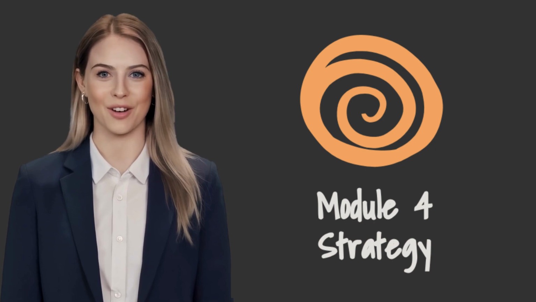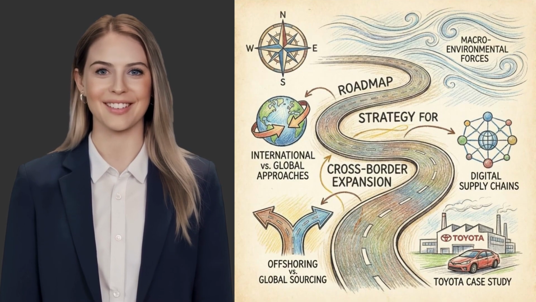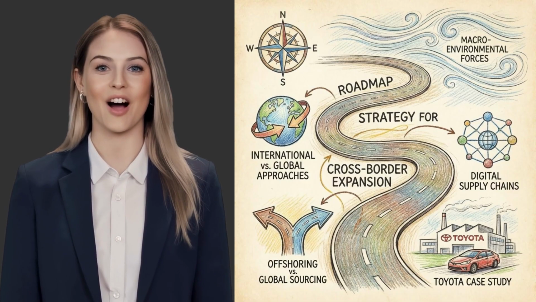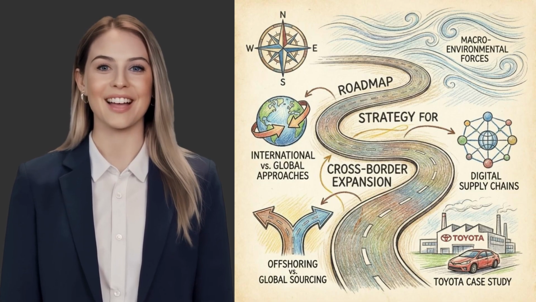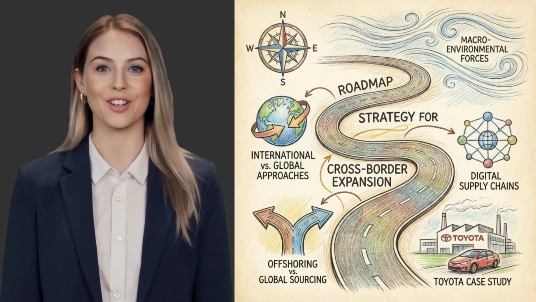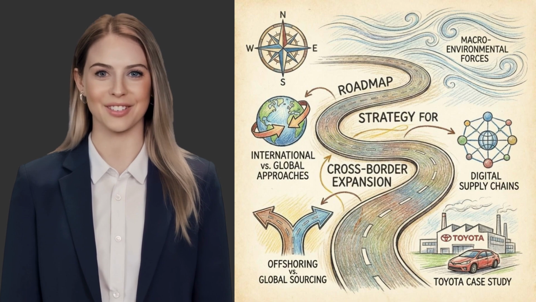Welcome to Module 4. Today, we are focusing on international business strategy. Think of this strategy as your roadmap for cross-border expansion. It is essential because it defines how a company navigates the complexities of operating in multiple countries, giving us both direction and competitive advantage. We are going to cover the distinction between international and global approaches, how to optimize supply chains through digital networks, and the nuances of offshoring versus global sourcing.